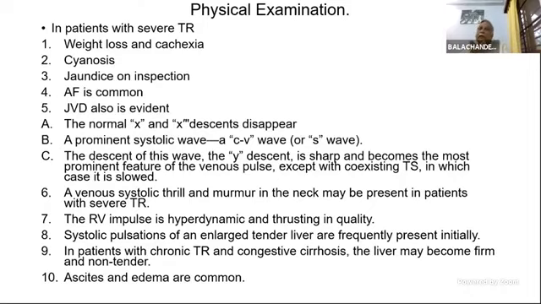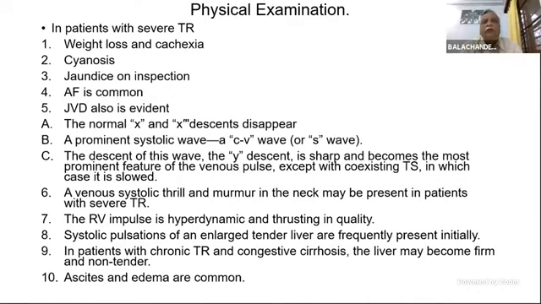More important than the wave, you have to look at the descent. The Y descent is very sharp because that rules out a coexisting tricuspid stenosis, in which case it may be missed. So you have to look at the descent, and when you're presenting, you have to say that there is a CV wave with a prominent Y descent, showing thereby that you have looked for tricuspid stenosis. There can be a venous systolic thrill and a murmur in the neck itself, sometimes with severe TR.